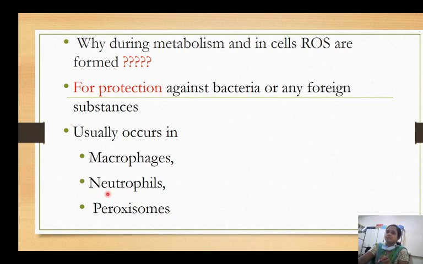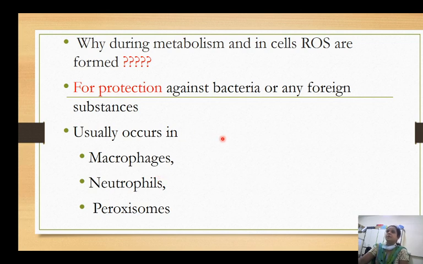So their action, the peroxisomes just protect the cell in which it is present, whereas macrophages and neutrophils will protect the entire body from the bacteria. Now, the way by which macrophages and neutrophils protect the body from the bacteria is by two ways. One mechanism is called respiratory burst. In respiratory burst, oxygen is utilized to kill the bacteria. So that is why the term is used as respiratory burst.